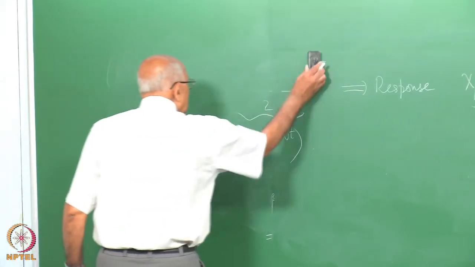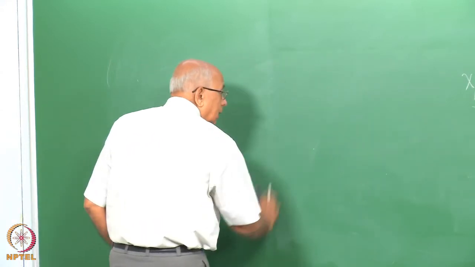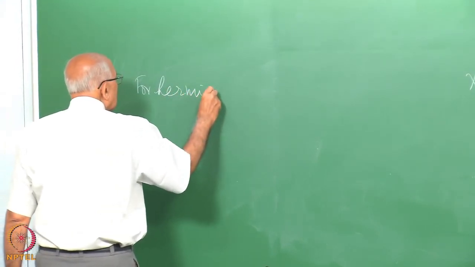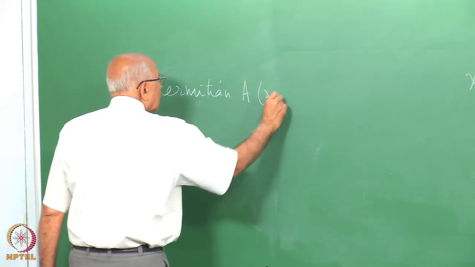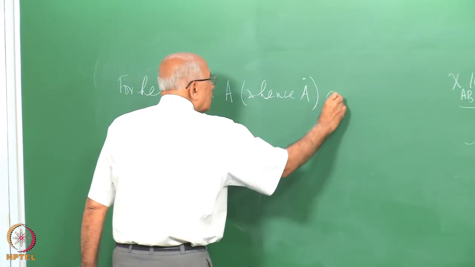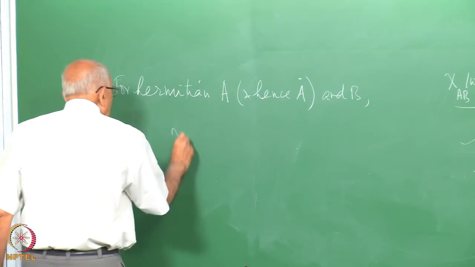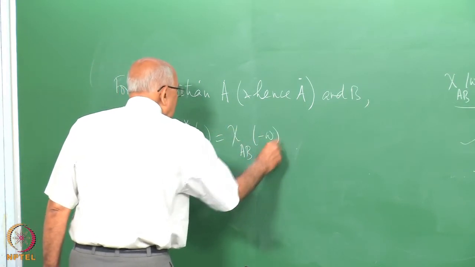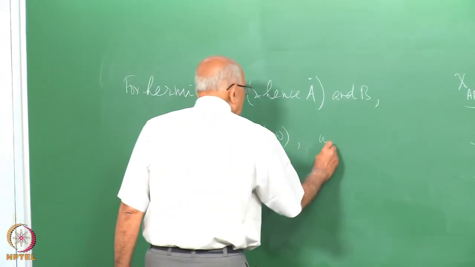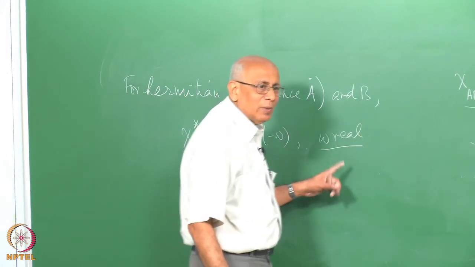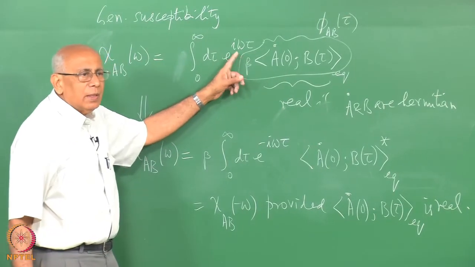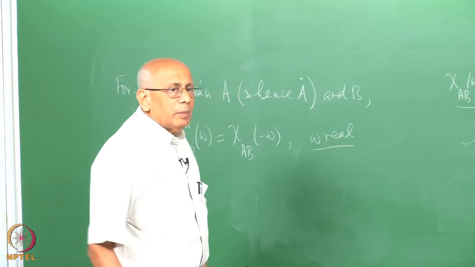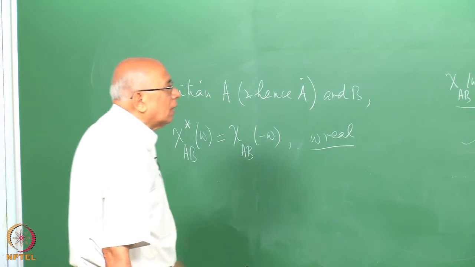Now the consequence of this in turn is immediate. Again, we are specializing to A dot and B Hermitian, and hence chi AB star of omega equals chi AB of minus omega. I want to emphasize that we have assumed omega to be real. When I took the complex conjugate of this quantity, I just put e to the minus i omega tau, which would only be true if omega is real. Time of course is real, so there is no problem, tau is real. But we want to make sure omega is also kept real, because very soon we are going to talk about complex omega.